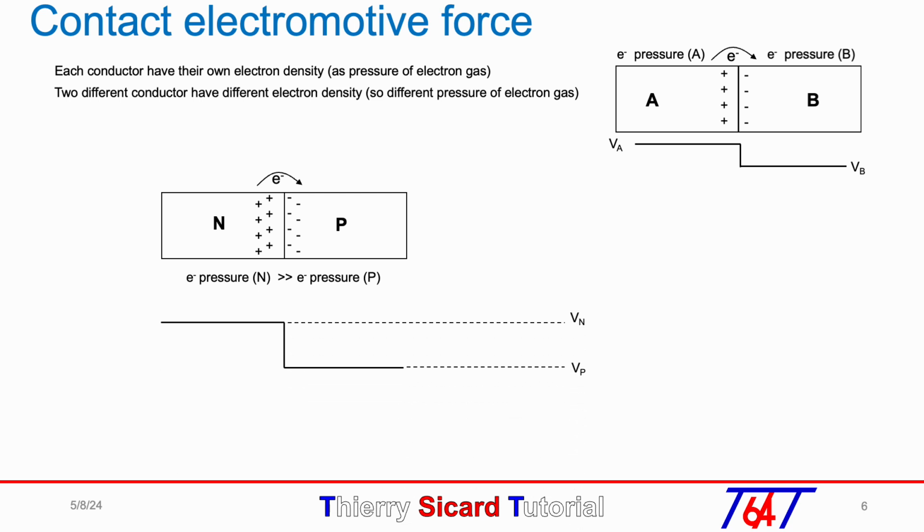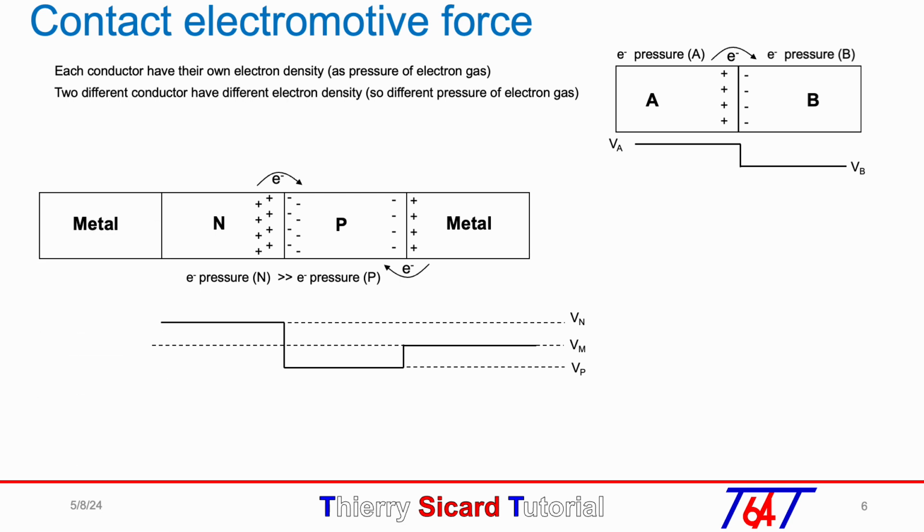Between a metal and p-doped material contact, the electron pressure in the metal is higher than in the p-doped material, so Vm is greater than Vp. Between a metal and n-doped material contact, the electron pressure in the n material is higher than in the metal, so Vn is greater than the metal voltage. The sum of those contact voltages gives 0 volt.